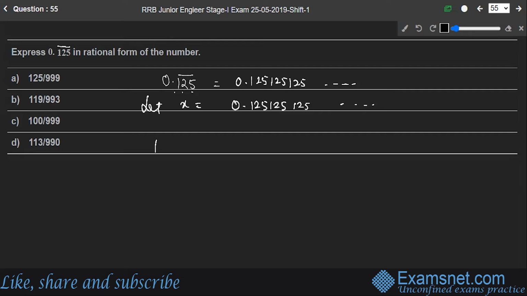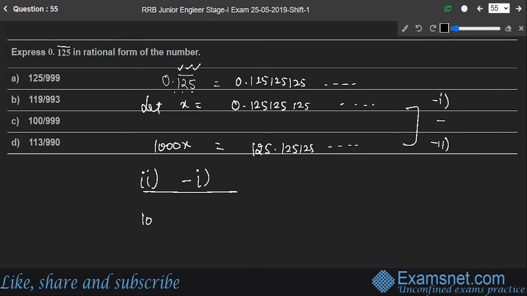So let's multiply both sides by 1,000 because I have 3 repeated numbers. So 1,000x will be 125.125, and so on. Let's subtract both of them. Let's say this is 1 and 2. So performing 2 minus 1.